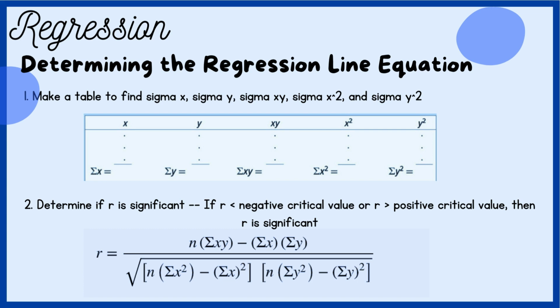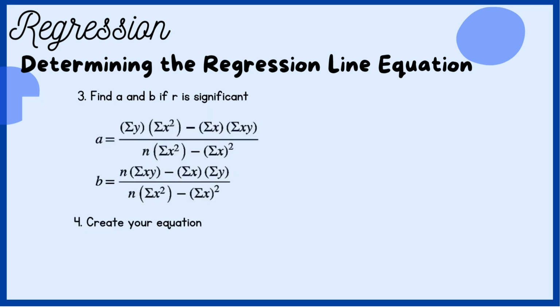Determining the regression line equation. Make a table to find sigma x, y, xy, x squared, and y squared, and then determine if r is significant. If r is less than the negative critical value, or if r is greater than the positive critical value, then r is significant. Find a and b if r is significant, then create your equation.